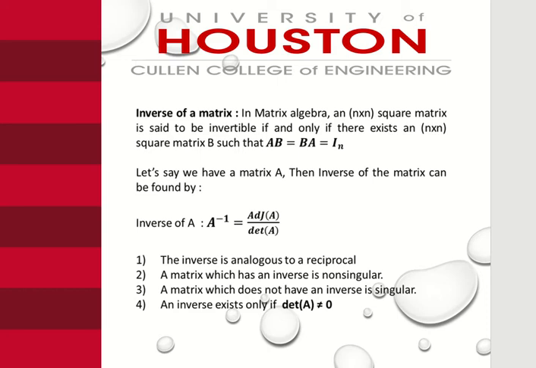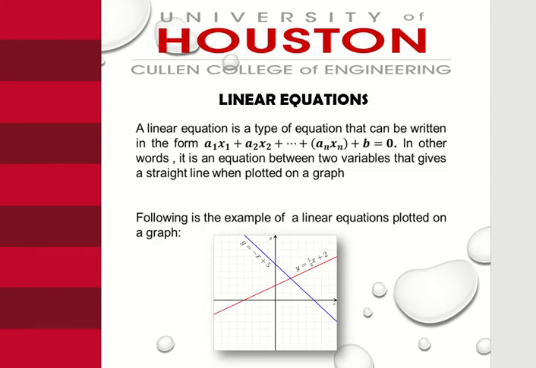The inverse is analogous to a reciprocal. A matrix which has an inverse is non-singular. A matrix which does not have an inverse is singular. An inverse exists only if the determinant of A is not equal to 0. So if the determinant is equal to 0, then the inverse does not exist.